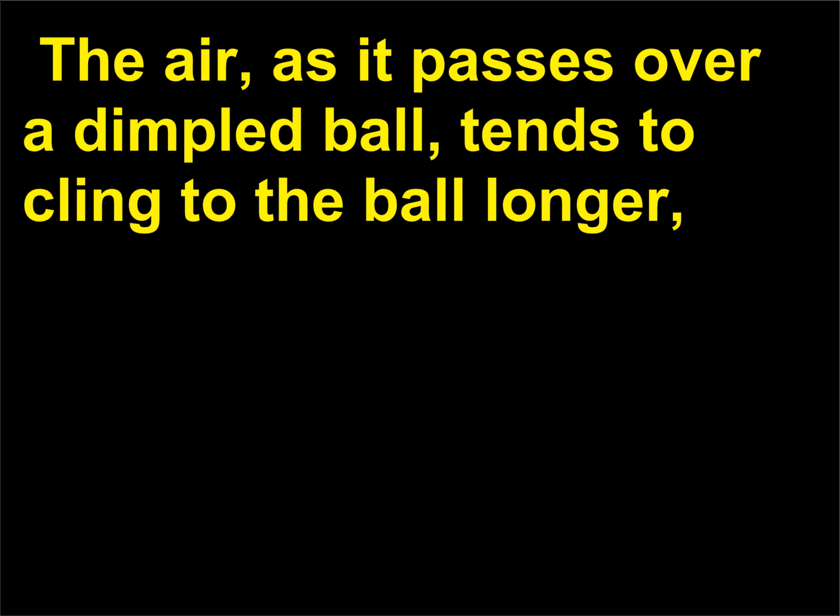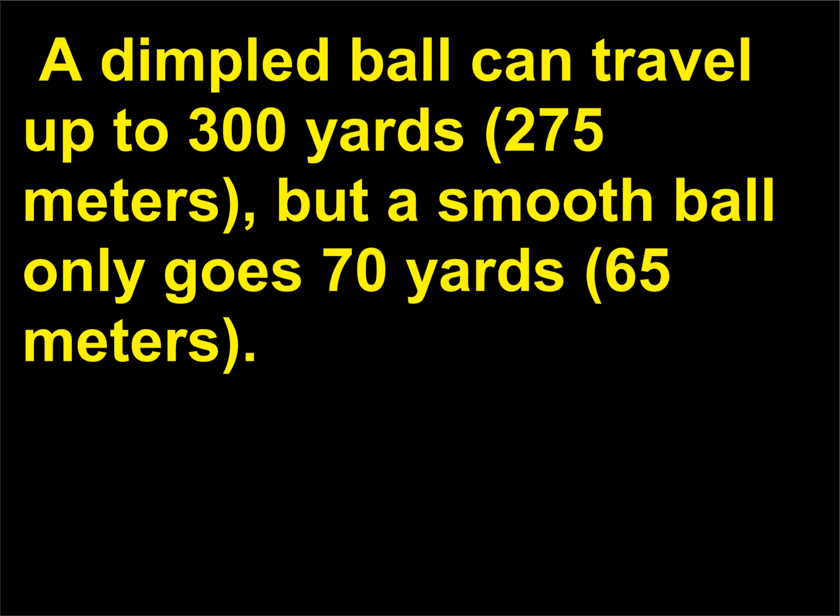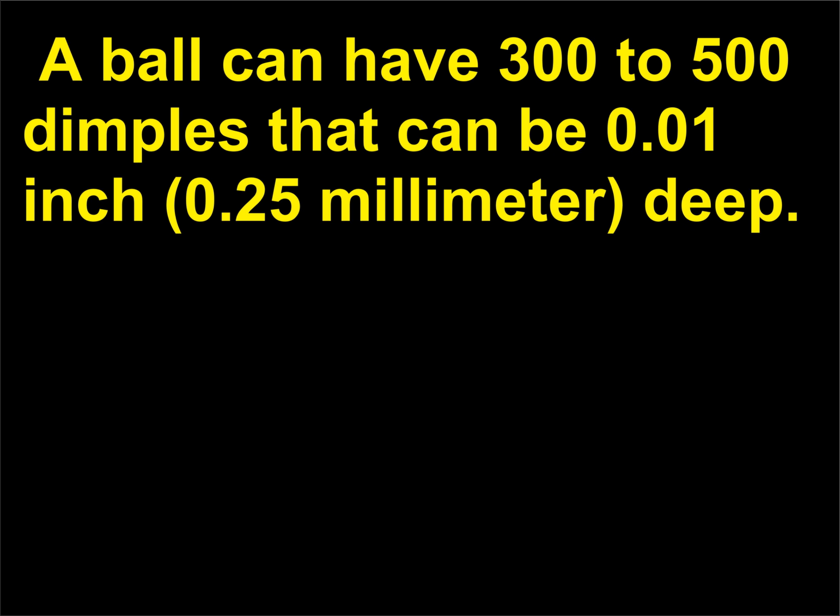The air, as it passes over a dimpled ball, tends to cling to the ball longer, reducing the eddies or wake effects that drain the ball's energy. A dimpled ball can travel up to 300 yards, 275 meters, but a smooth ball only goes 70 yards, 65 meters. A ball can have 300 to 500 dimples that can be 0.01 inch, 0.25 millimeter, deep.